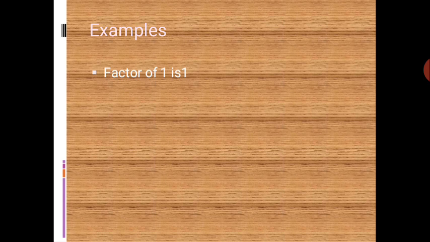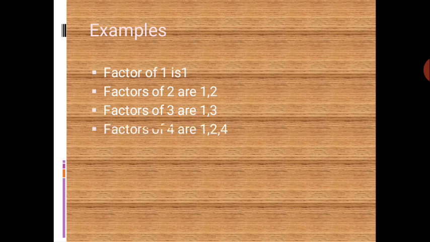Now, let us observe some examples and try to conclude something about factors. Here you can see factors of 1. If we divide 1 by 1, then we will not get any remainder, means the remainder will be equal to 0. So 1 is a factor of 1.